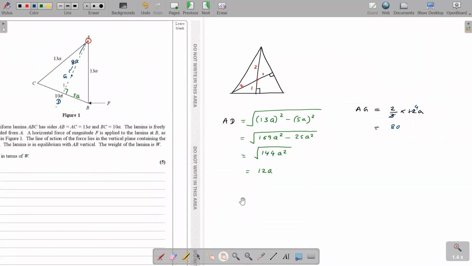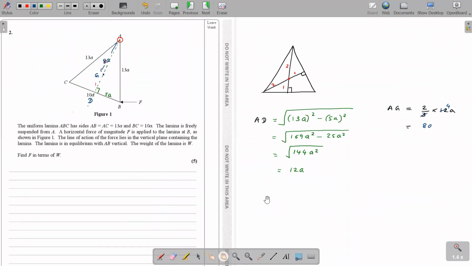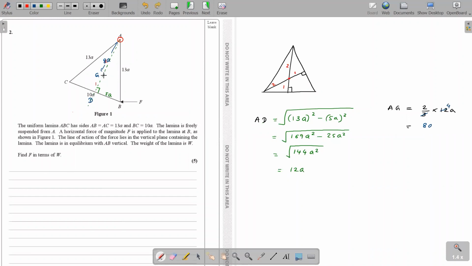And now what we do is we mark the weight. The weight acts at the center of mass of the lamina. So here this is the place where you have the weight W acting. Now, since we found the position of the center of mass of the lamina, we need to find F in terms of W. And they have told you very clearly it's suspended from A, right?